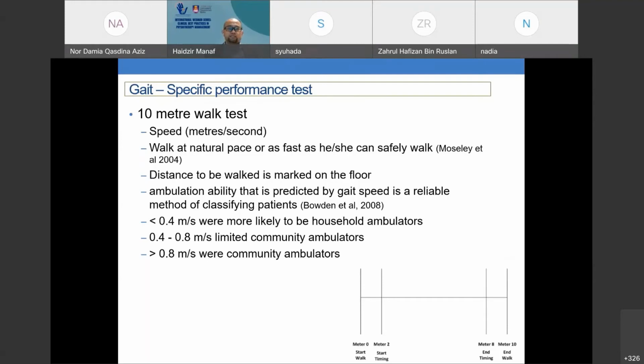You can use 2 trials each, as recommended. Number 1 will be the comfortable speed, and number 2, you can ask the patient to do at fast speed. The 2 trials for each speed are averaged, and the 2 gait speeds are documented in meters per second. The cut-off score and normative values may be used in conjunction with the complete evaluation to interpret the meaning of the patient's 10-meter walk test score. So ambulation ability that is predicted by gait speed is a reliable method to classify the patients.